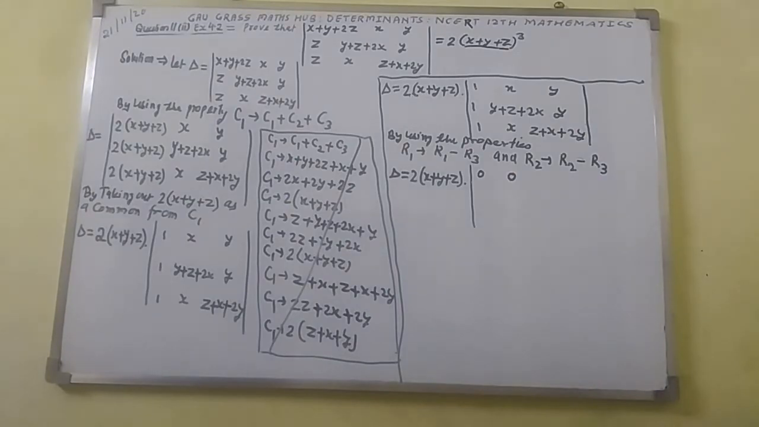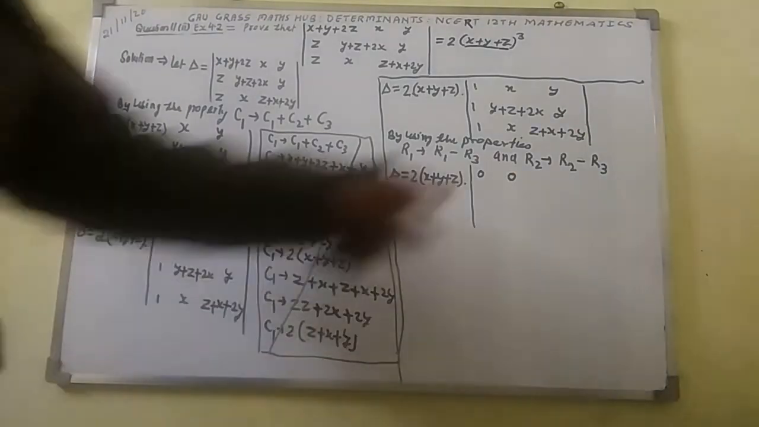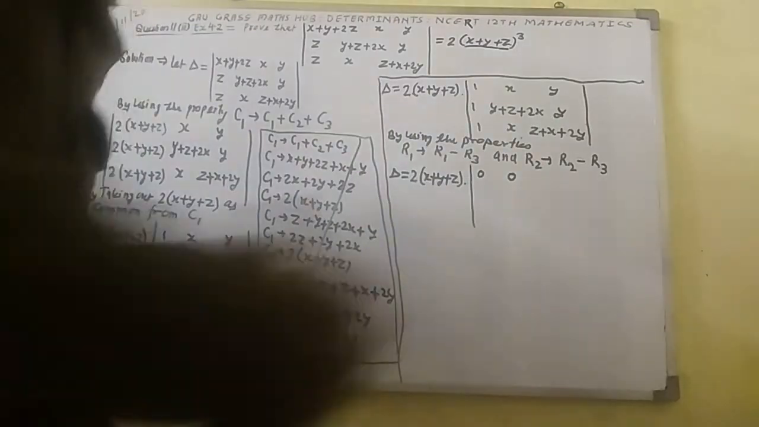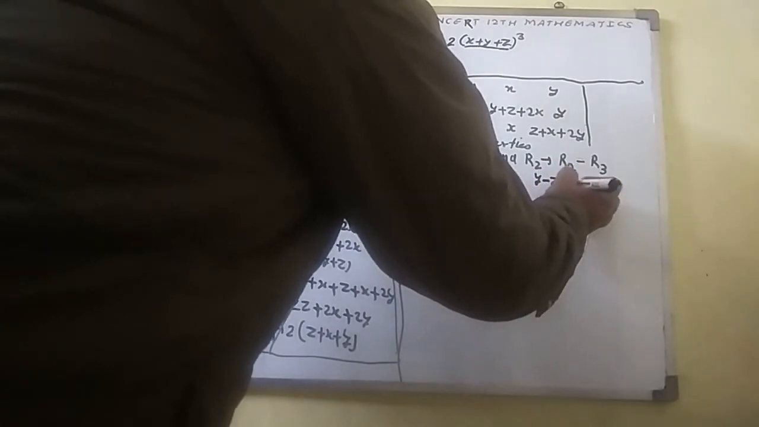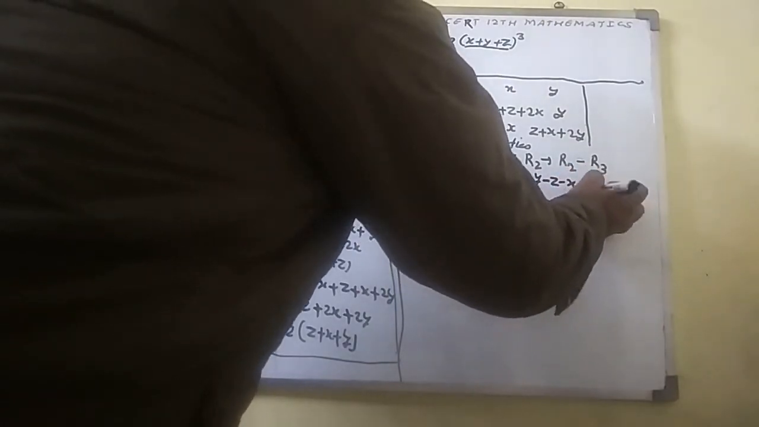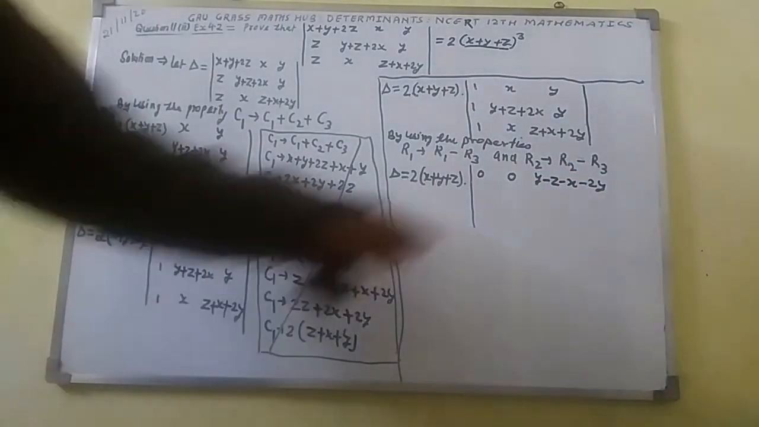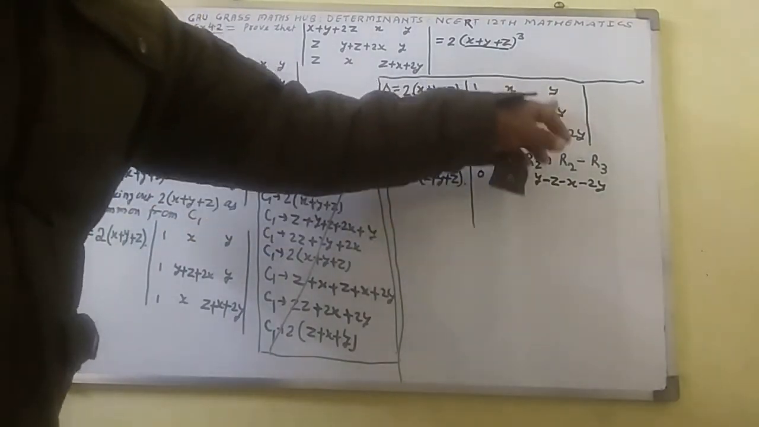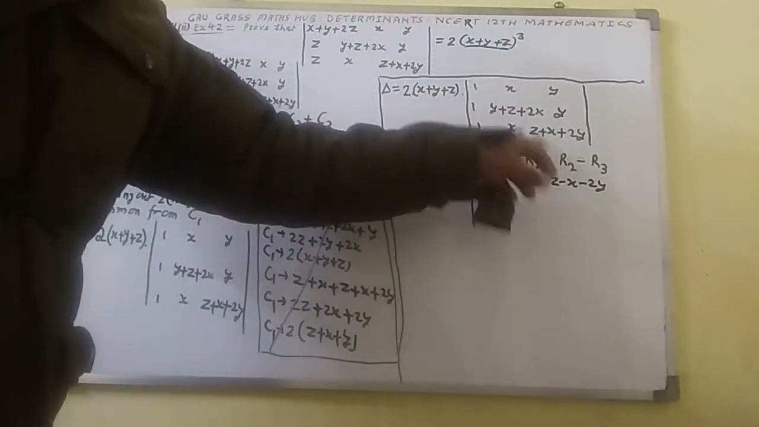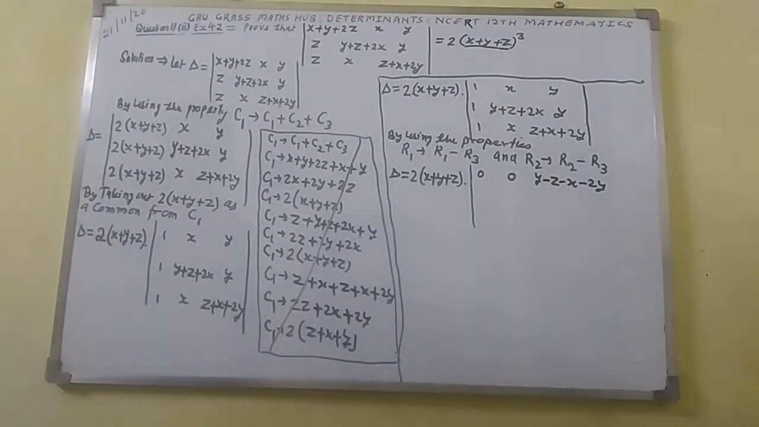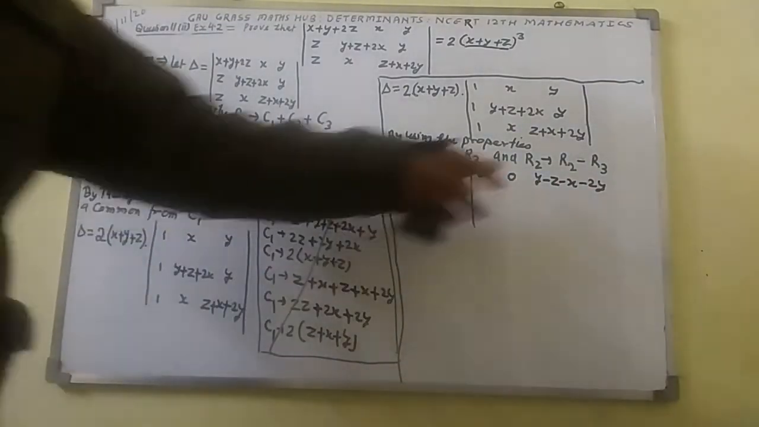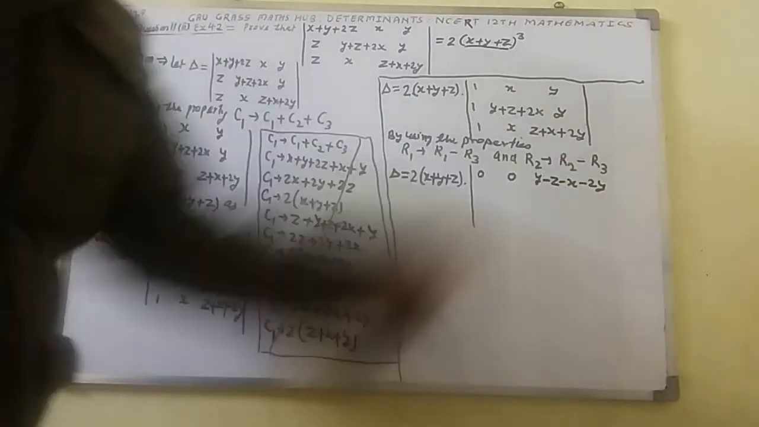R1 minus R3, and here you will get y. R1 minus R3: z minus x minus 2y. This will get y, this y minus z minus x minus 2y. I have got. And here you can see R2 goes to R2 minus R3.